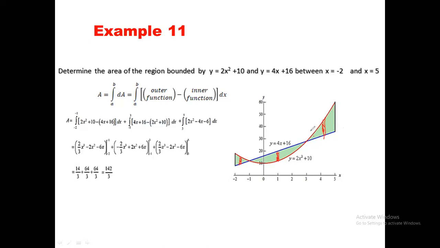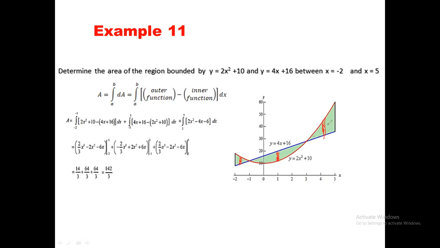So when you choose the differential area, it has to be uniform for the section in which you intend to find the area of. So you have here 3. From -2 to -1, you have the equation of the curve, 2x squared plus 10. You have to subtract the equation of the line, 4x plus 16. The second area is this.